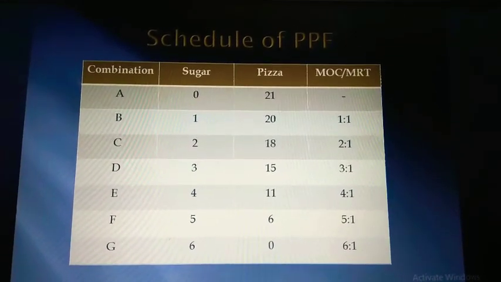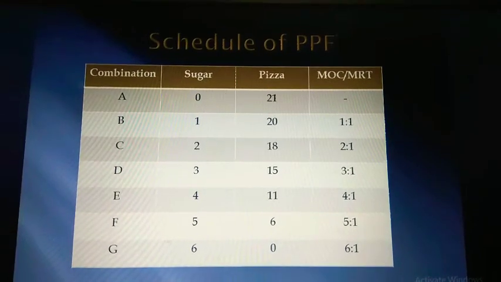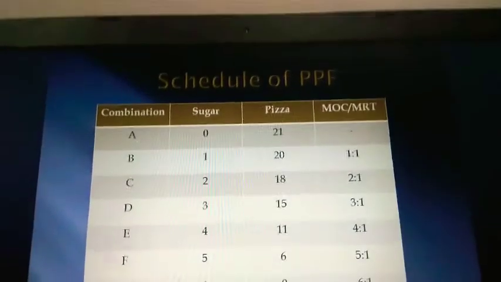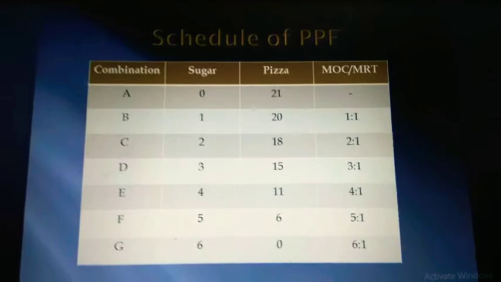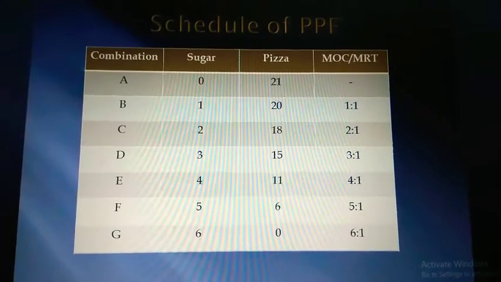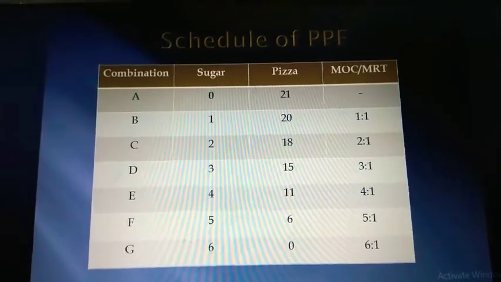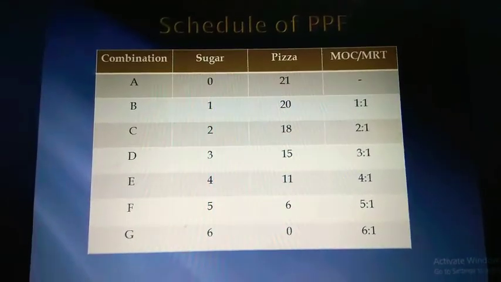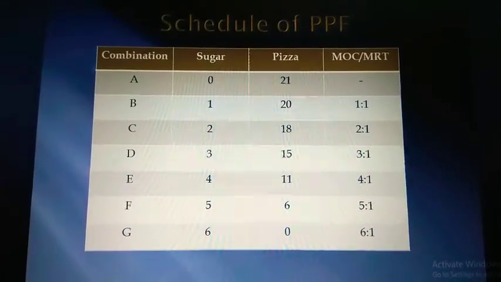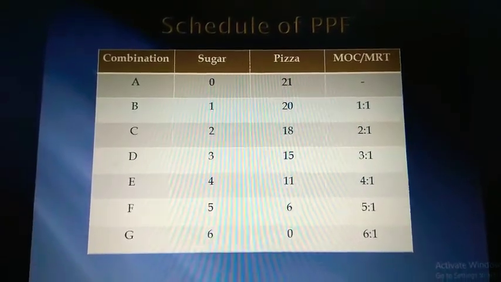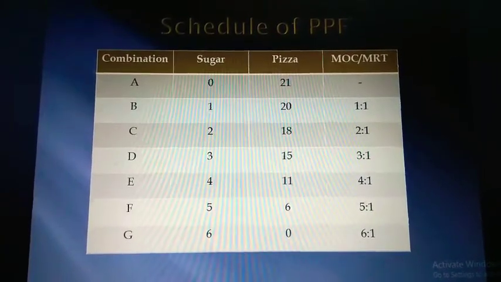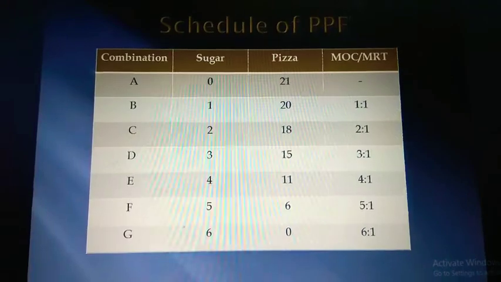Now, at combination C, we see that we are sacrificing from 20 to 18, 2 units of pizza in order to again produce one additional unit of sugar. So 2:1 is the ratio. Then we see from 18 to 15, that means we are sacrificing 3 units of pizza in order to gain one additional unit of sugar. That is 3:1. In the same way, we see 4:1, 5:1, and 6:1. That means for every additional unit of sugar which you are producing, you are sacrificing more and more units of pizza. So you see that your marginal opportunity cost rises from 1 to 2 to 3 to 4 to 5 and to 6.